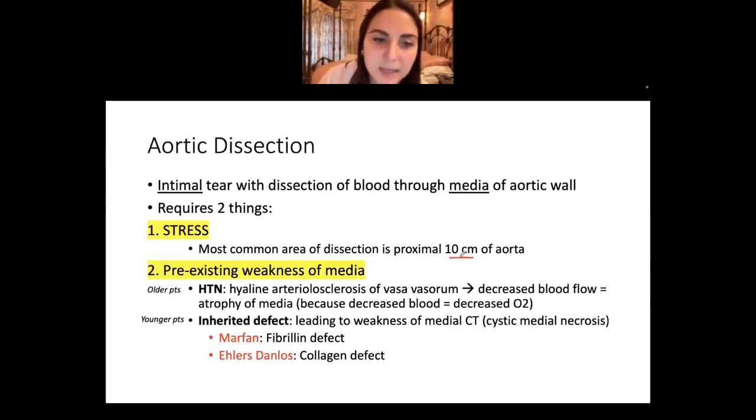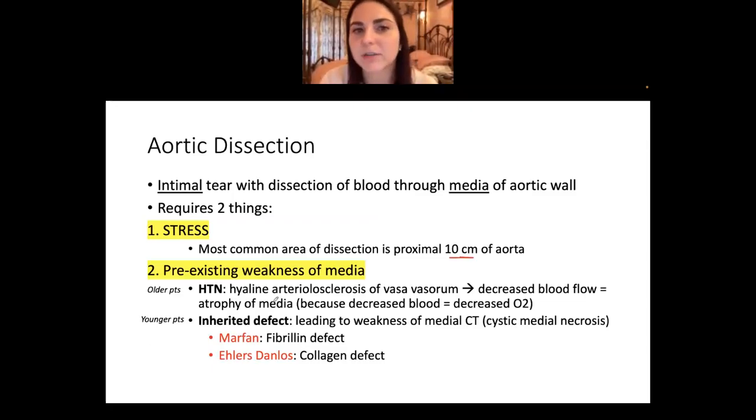And you can technically see this with older patients that have hypertension. So if you think about someone that has benign hypertension, they can have hyaline arteriolosclerosis of the vasa vasorum in the aorta. And if you have decreased blood flow to the aorta, you're going to have atrophy of that media. Then the media is going to get really weak, and that's a perfect area to dissect through it. The reason you get atrophy is that we have decreased blood flow, so decreased oxygen.